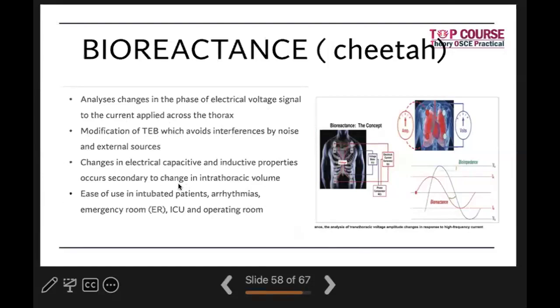Okay. Changes in the electrical capacitive and inductive properties occur secondary to the changes in the intrathoracic volume. It can be useful in patients who are intubated, who even have arrhythmias, who can be in the emergency room. There won't be any noise interferences because it mainly uses voltages rather than resistance to the electricity. And it can be used in the ICU and operating room also. So you can see how much the electrical resistance is measured by the bioimpedance, and how the timing of electrical signals changes is measured by the bioreactance.